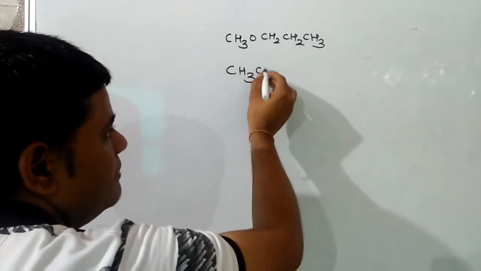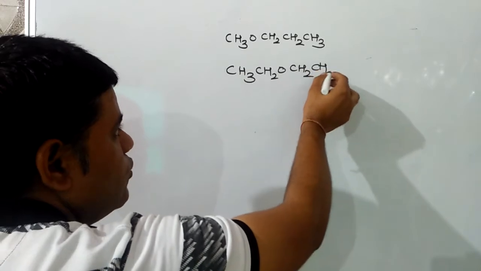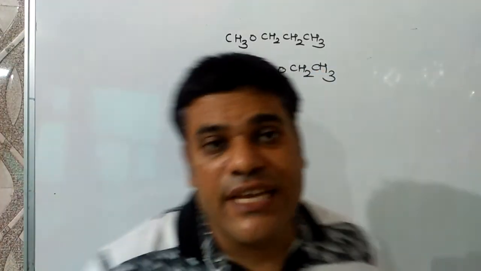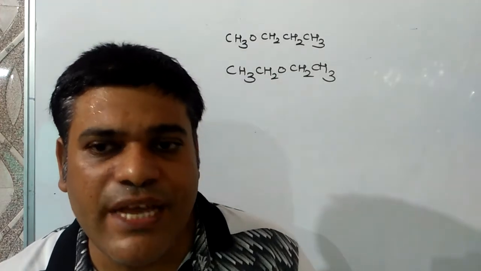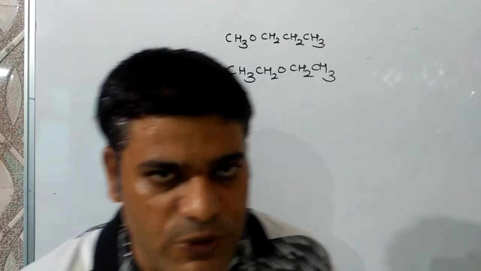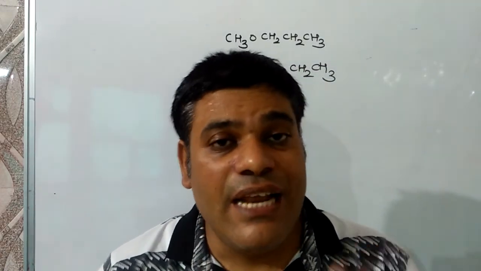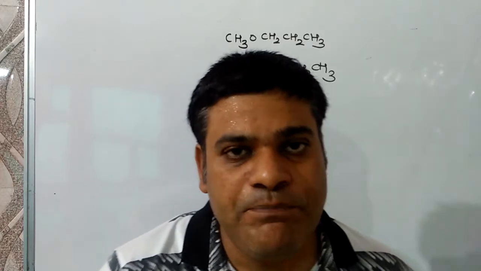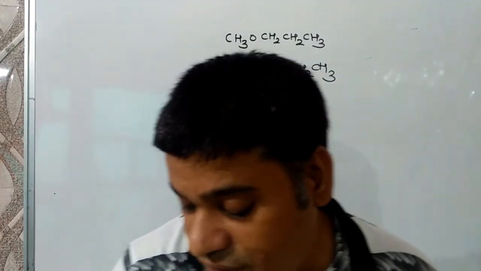For example, methoxypropane and ethoxyethane are metamers of each other. Next is position isomerism. Ethers having more than 4 carbons can show position isomerism, where the position of the methoxy group will change. The last one is functional isomerism. Ethers and alcohols are functional isomers of each other.